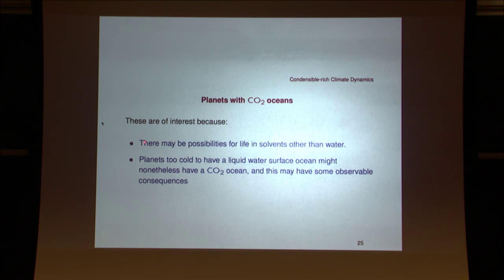There's at least some grounds for speculation about what kind of biochemistry you might have in solvents other than water, and most of these would be solvents that are a lot colder than water, in the typical climate situations I'll sketch out. One of the cases is a CO2 ocean. Your planet is too cold to have liquid water. The surface might nonetheless have a CO2 ocean, which is liquid at lower temperatures than water, as it has a lower freezing point. And even if there's no life there, that might have some observable consequences in terms of the thermal inertia, the seasonal cycle of planets, maybe even sun glint off the ocean and so forth.